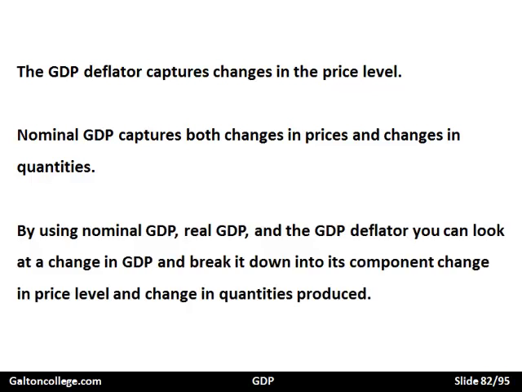By using nominal GDP, real GDP, and the GDP deflator, you can look at a change in GDP and break it down into its component changes in price level and changes in quantities produced. So providing we have enough information, providing we know what the deflator is, and we know what the nominal GDP is, then we can work out the real GDP. Providing we have two pieces of information, we can work out the third.